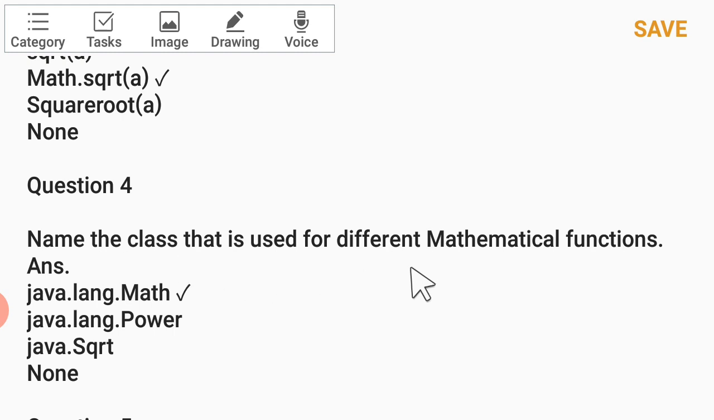Name the class that is used for different mathematical functions. Students, in your book the wrong options are given. They have written Java with a capital letter J, right? So it's all wrong. I have written the correct options, so please correct that in the book also. So java.lang.Math. Math, M is capital. It's a class, and java is a package, and lang is also a package. So Math belongs to the lang package, and the lang package in turn belongs to the java package. This is not possible because pow is not a class, sqrt is not a class, none is not possible because the right answer is there. So the correct answer is java.lang.Math, where M is capital and the rest of the letters are small.